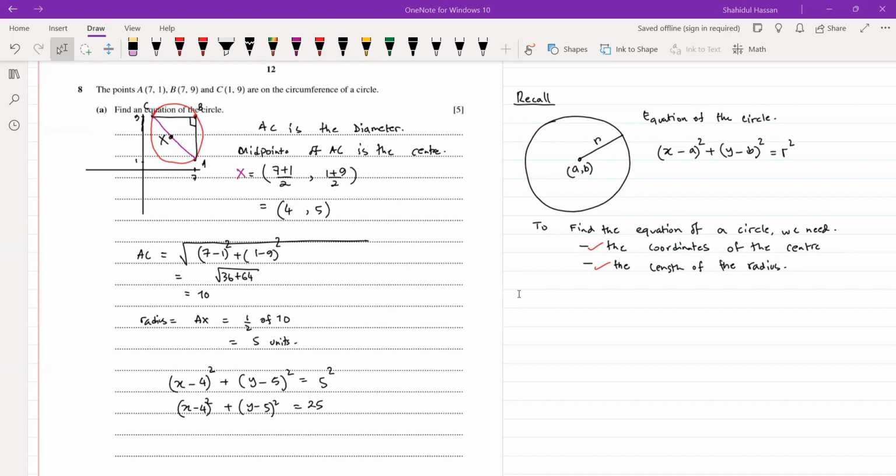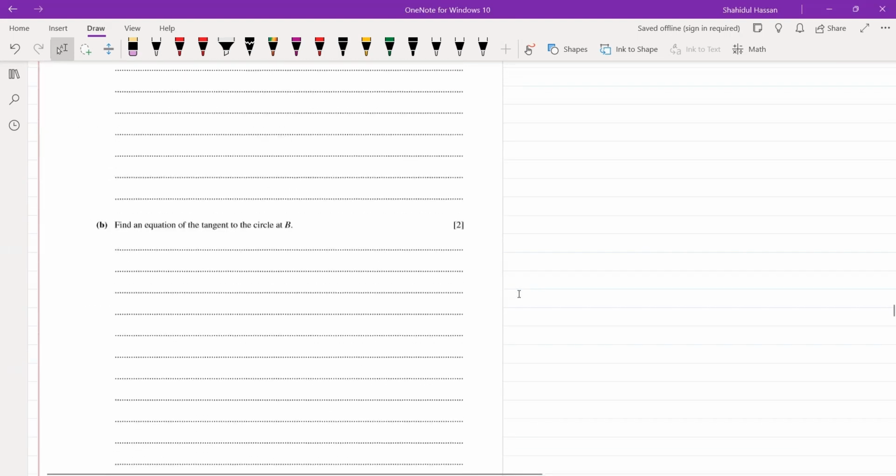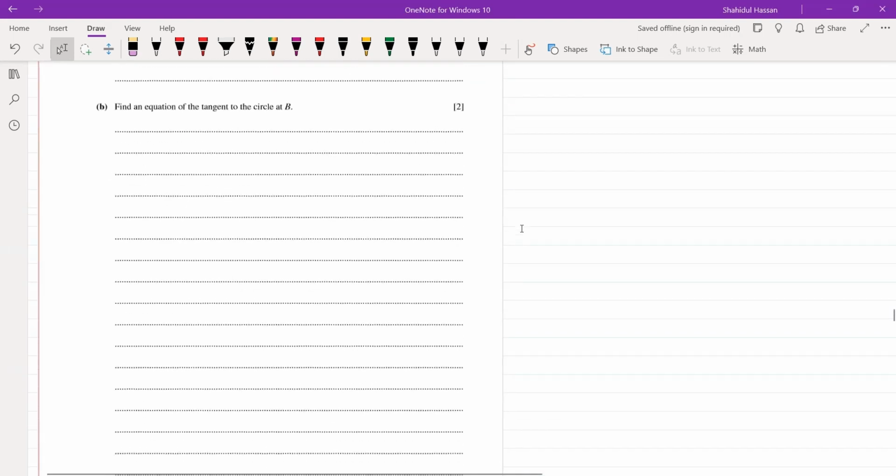We're done up to this. Now the next part is to find the equation of the tangent to the circle at B. Find the equation of the tangent to the circle at B.